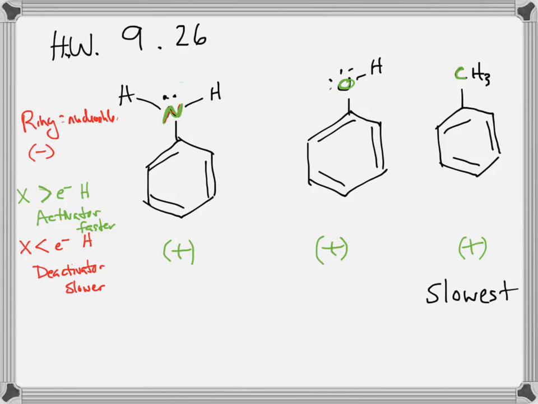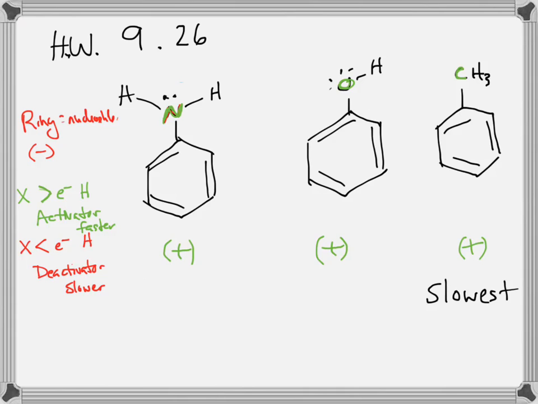Okay, so now we move to the other two, our oxygen versus our nitrogen. Take a guess. Nitrogen's slower. Why would nitrogen be slower? It only has one lone pair instead of the two the oxygen has. Oxygen's got even more electrons than nitrogen, so we might say the oxygen reacts faster.